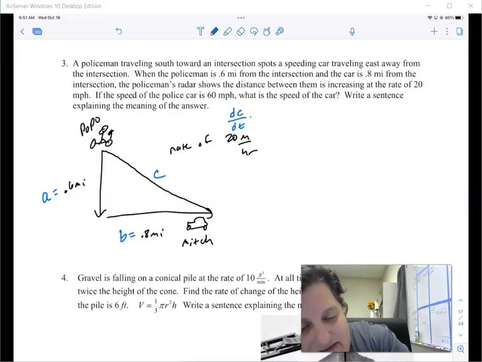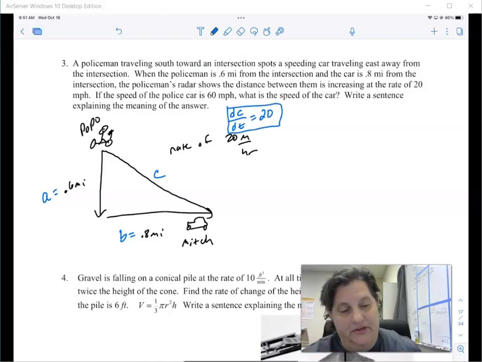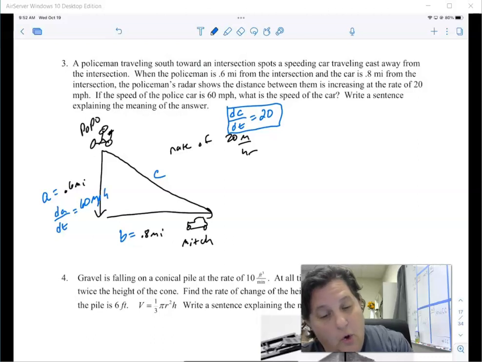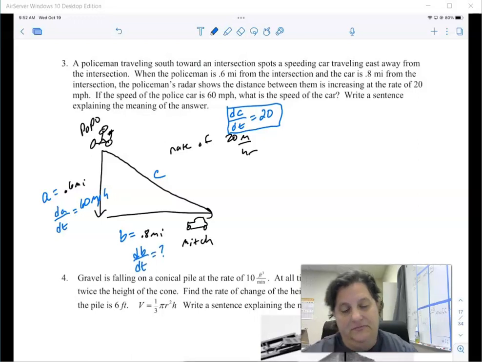So the rate at which this is changing, we're going to call that dc dt. It's the rate at which the distance between them, at the same time, is changing. If the speed of the police car, so that's over here, dA dt is 60 miles per hour, what is the speed of the car? We're trying to see how fast is Mitchell going. Okay, so I got all my information down. And then write a sentence explaining the meaning.